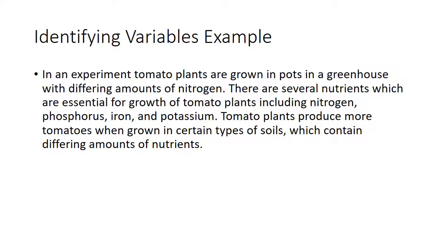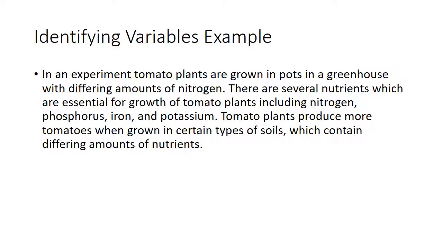So the first thing we want to find is our dependent variable, and we're asking ourselves, what is being measured or what is being observed here? So in this experiment, we are measuring the growth of the tomato plants. We want to see the effects on growth of the tomato plants.